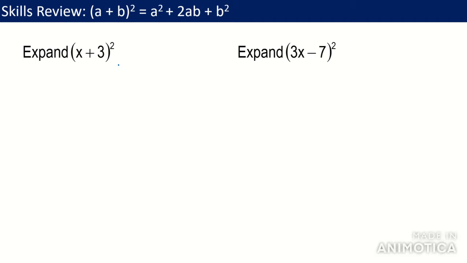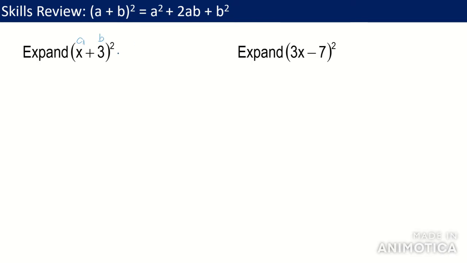When asked to get the square of a binomial, we make use of the pattern: quantity a plus b squared is equal to a squared plus 2ab plus b squared. Say, expand quantity x plus 3 squared. Let us first identify which one is a and which one is b. So here, our x is our a, and of course, 3 is our b.